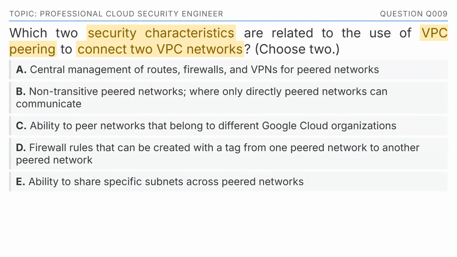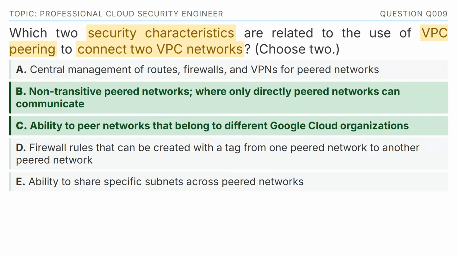To arrive at the correct answer, we focus on the keywords: security characteristics, VPC peering, connect two VPC networks. The correct answers are option B, non-transitive peered networks, where only directly peered networks can communicate, and option C, ability to peer networks that belong to different Google Cloud organizations.